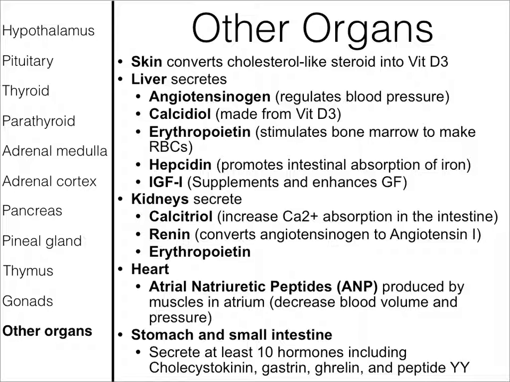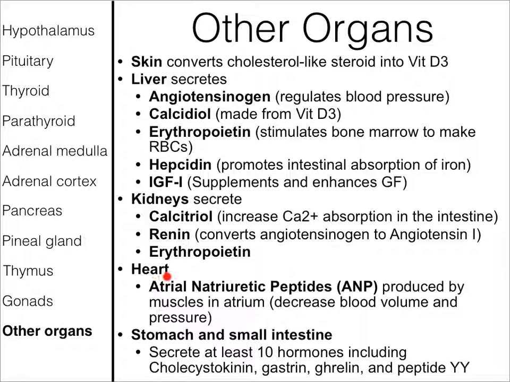Kidneys secrete calcitriol, which is like you go from the skin to the liver to the kidneys, and then calcitriol is the final step in that hormonal process. Renin, which is technically not a hormone, but what it does is it activates angiotensinogen, turning it into angiotensin, and kidneys can also secrete erythropoietin to stimulate red blood cell production.